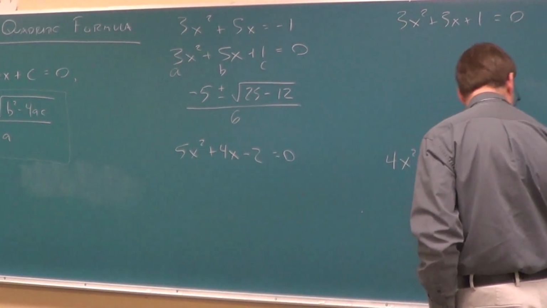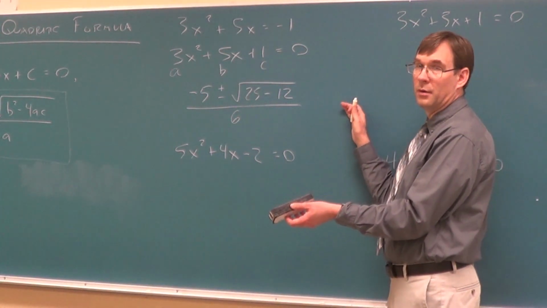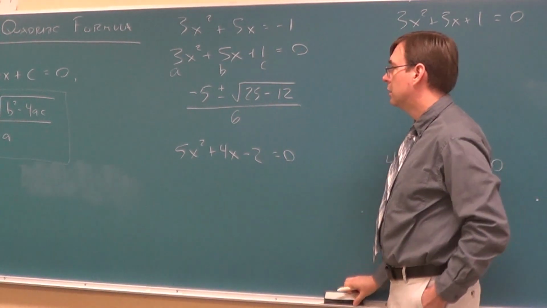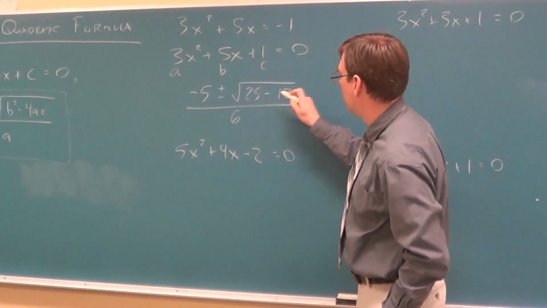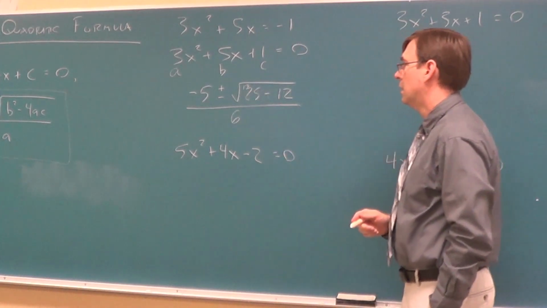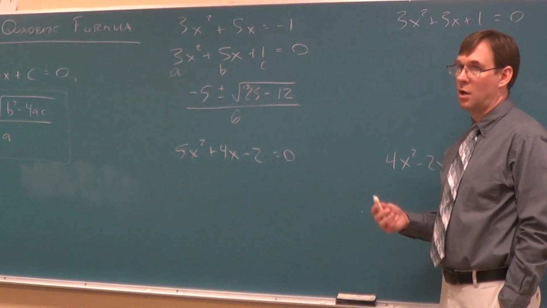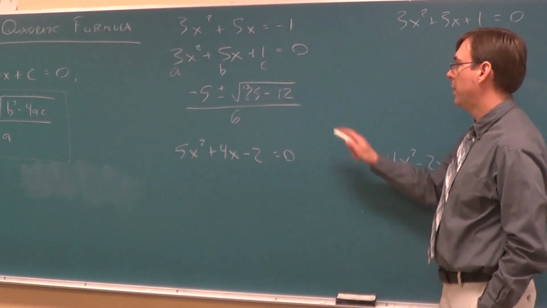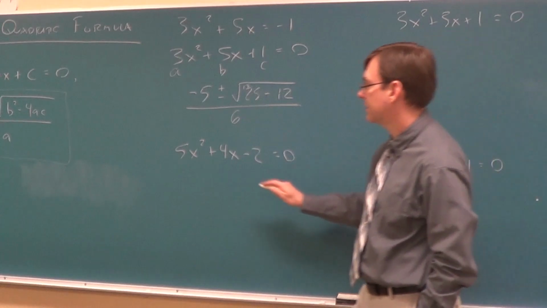Then you clean up. Sometimes you can clean up more than others. What can you clean up here? 25 minus 12 is 13. Can you do anything about the root of 13? No. So you call it a day, and that's your answer. Your answer would be -5 plus or minus root 13 on top of 6.